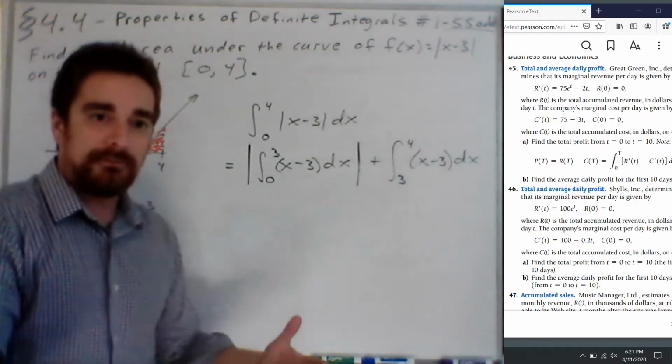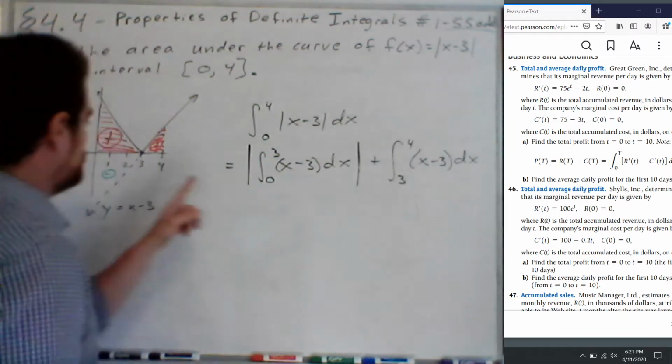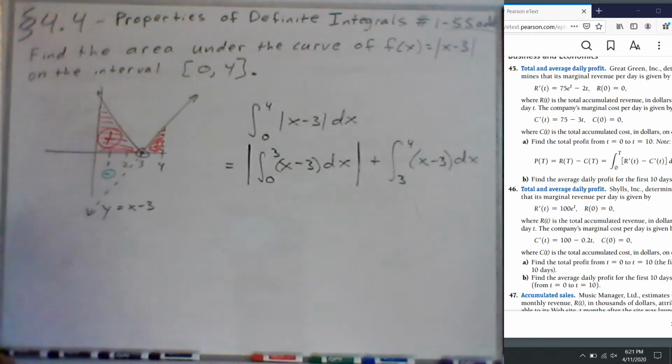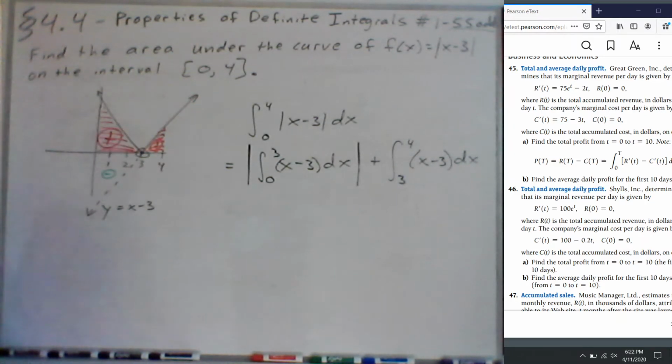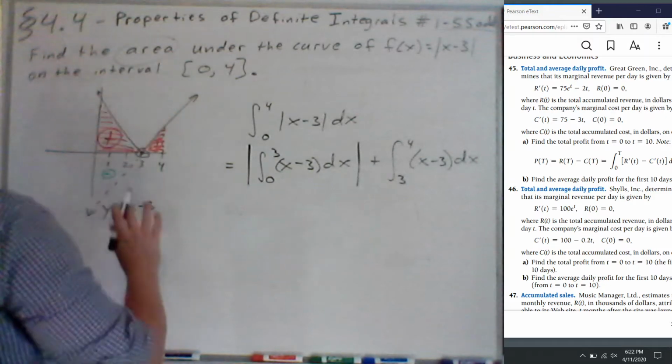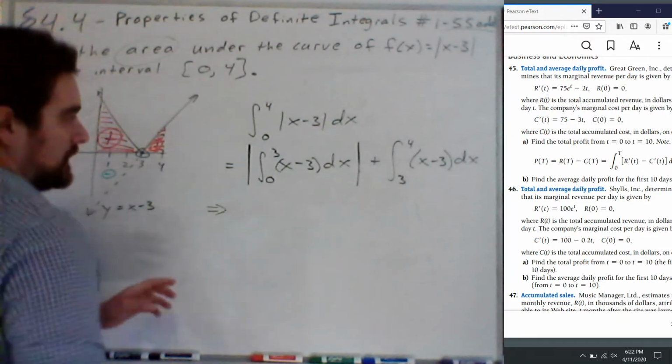So again, just like with the piecewise function, we had to break this up, specifically at 3, where it crosses the x-axis for the linear function. I want to take the opposite sign, because again, we're talking area, and area is always positive. Now let's do the integration.